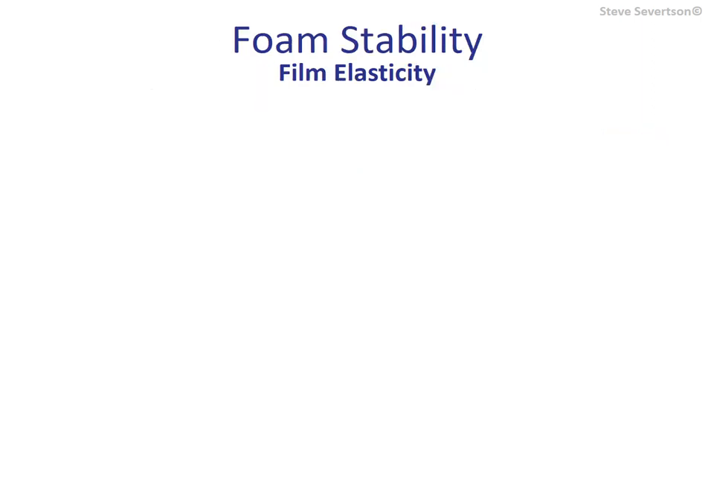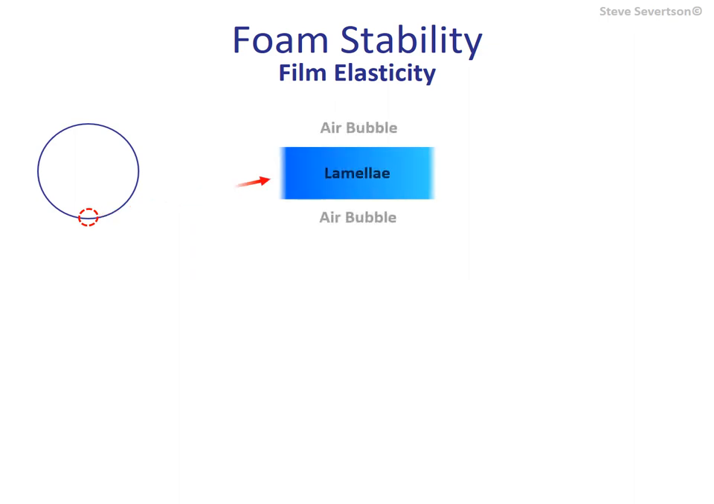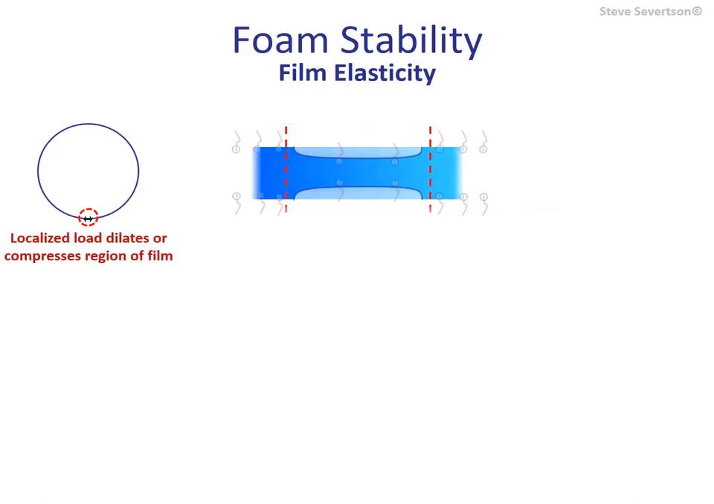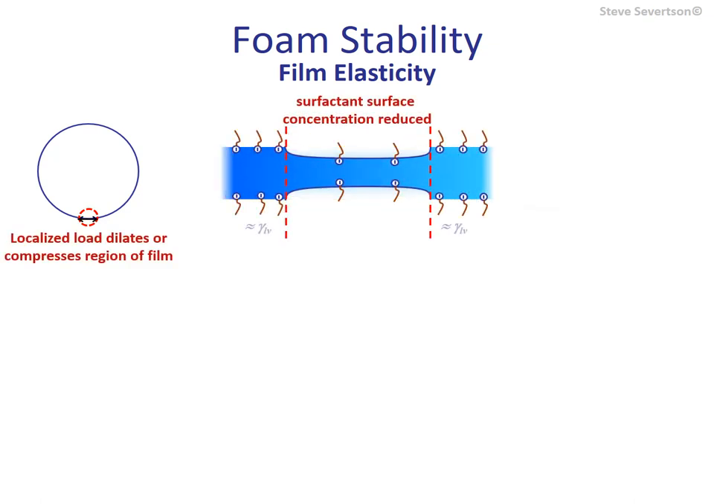A film's ability to withstand localized deformations without rupture depends on its stiffness or elasticity. This elasticity is not a property of the liquid. Instead, it results from the surfactant species present at the surface. To describe how this works, consider a small region of a film that's encasing a bubble. Of course, such films are two-sided, and the added surfactant significantly lowers the tension of these surfaces. If we dilate this small region of the film, the surfactant concentration drops there, which increases the surface tension.